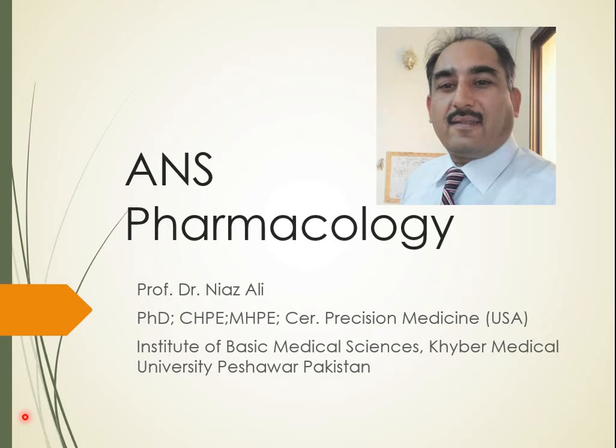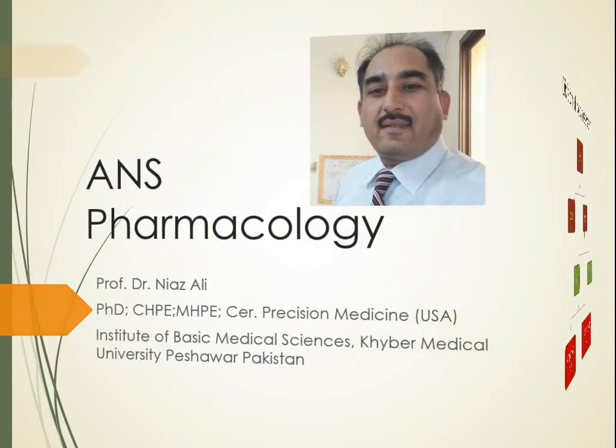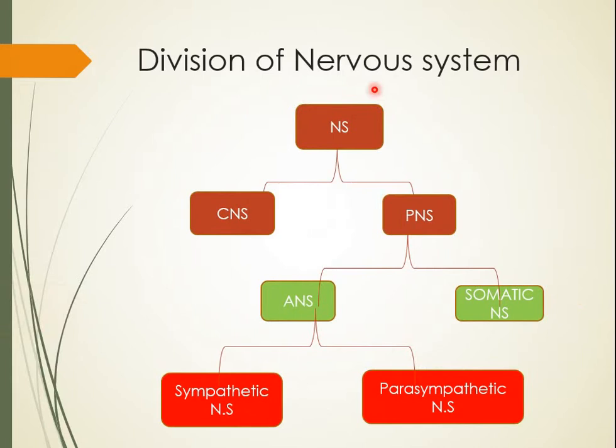Dear students and viewers, we will be discussing the autonomic nervous system today. What is the autonomic nervous system? For that we should understand the general division. The nervous system is divided into the peripheral nervous system and the central nervous system.